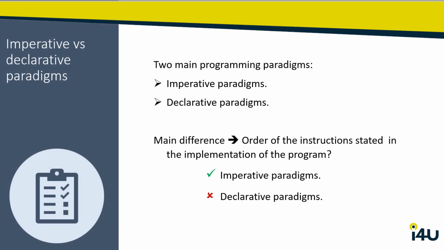Imperative versus declarative programming paradigms. The two main programming paradigms that describe most of the programming languages are the imperative and the declarative programming paradigms. The main difference among them is the control of the order in which the operations or instructions are executed. In imperative programming paradigms, this order is stated in the implementation of the program, while in declarative paradigms, the order in which the operations should be executed is not provided.